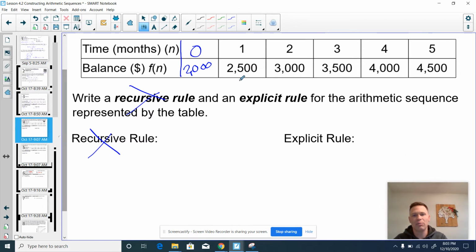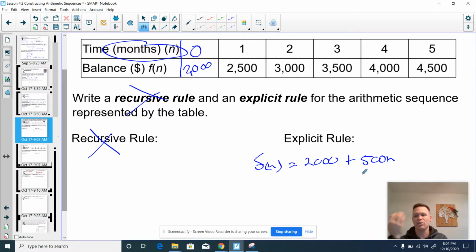So again, if I'm going to write an explicit rule, I have to think, well, where did I start? So f of n is going to be, and n represents months here, right? The function of months for this is going to be equal to my original $2,000 that I had. And now I'm adding to that how much? Well, $500 every month. So it'll be 2,000 plus 500n.